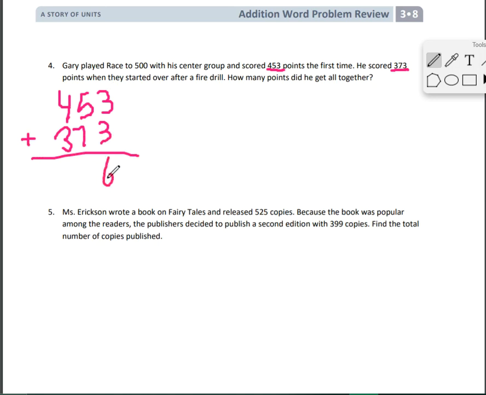All right, 3 and 3 is 6. Nothing to regroup there. 7 and 5 is 12. Carry the 1. Don't forget to carry the 1, guys. That's the biggest mistake I see on addition. 3 and 4 is 7, and one more is 8.